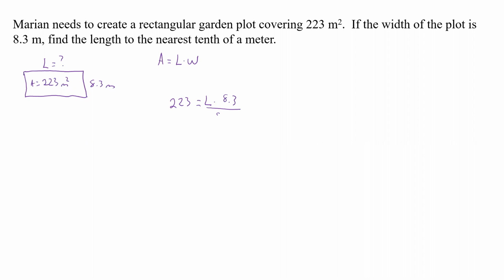So if I divide by 8.3, divide by 8.3, then we have length equals 223 divided by 8.3, but I need to move over one decimal place here, so I'm going to have to also move over one here. So what I'm going to do is I'm going to divide 83 into 2230, and it says round to the nearest tenth, so I have to go out to at least the hundredth.